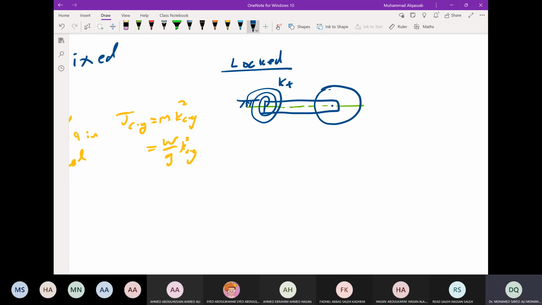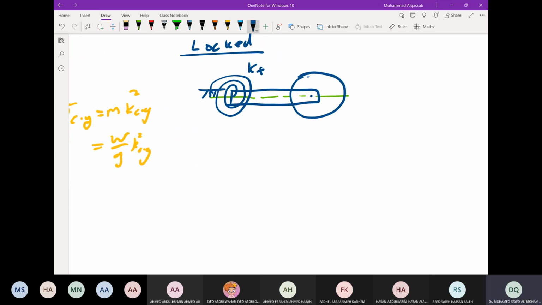The wheel, if it is locked, it means if the arm rotates about point, say O, it will have the center line. If I draw just a reference mark, okay, this line in red is a reference mark. So if there is rotation about point O, the center line is coming to this position, and of course with the wheel.